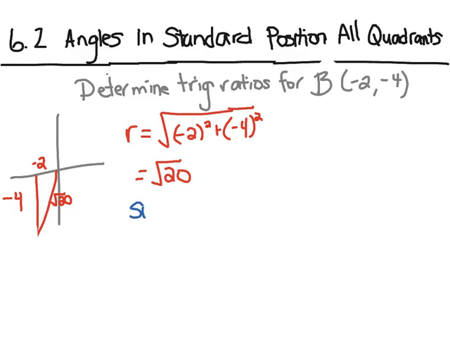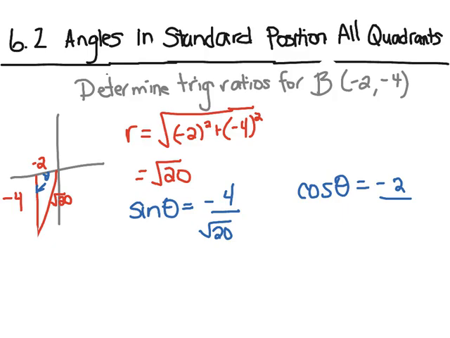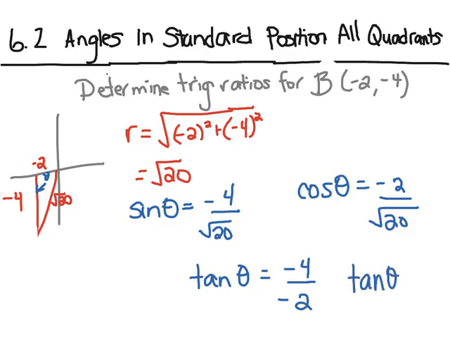So sine theta is going to equal, so if we look at our angle, this is our angle right here, our opposite, so negative 4 over our hypotenuse, which is root 20. Cos theta is going to equal our adjacent, which is negative 2 over our hypotenuse, which is root 20. And tan theta is equal to negative 4 over negative 2. So tan theta is equal to 2.